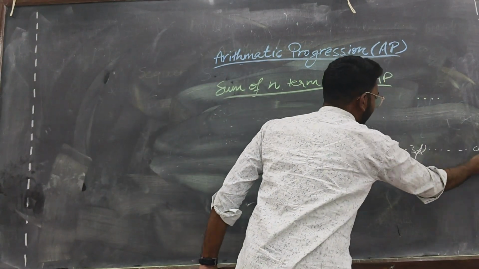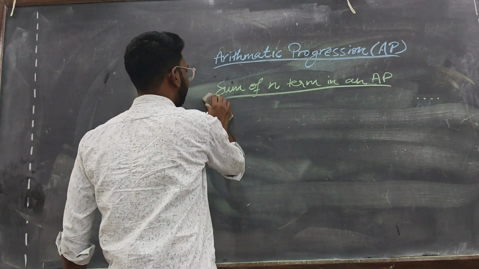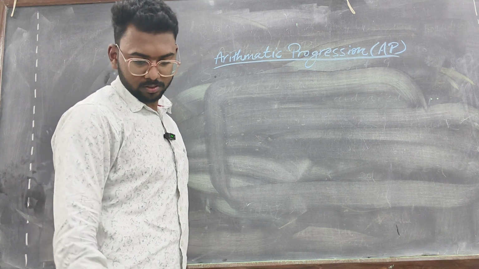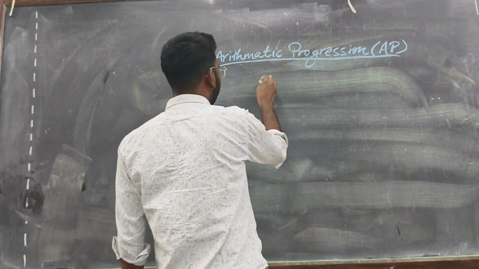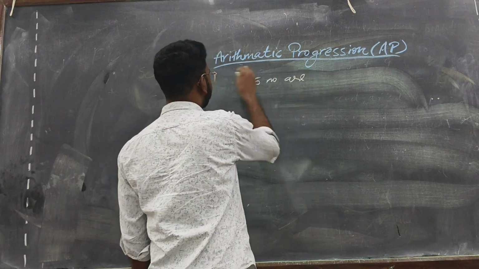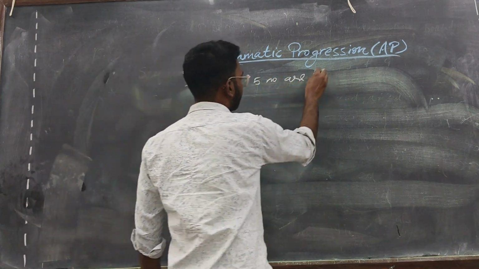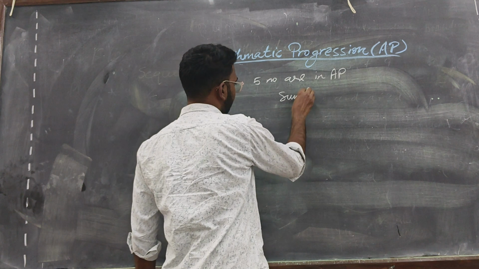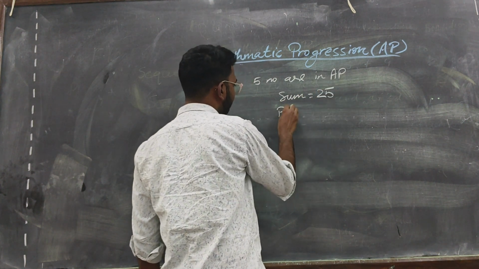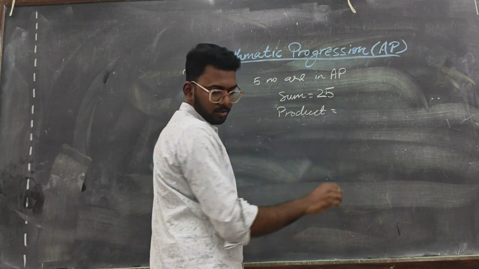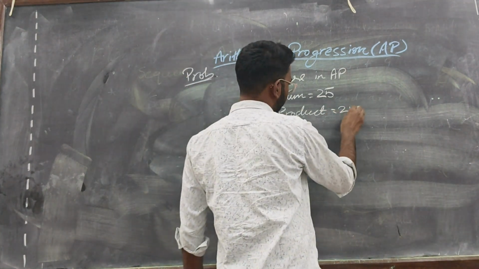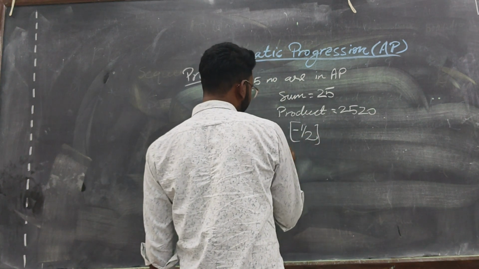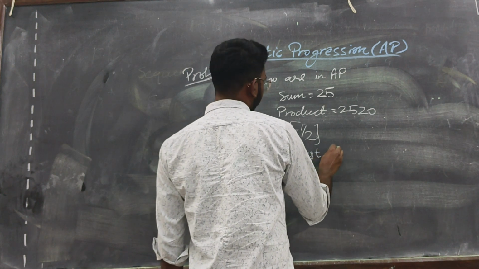Now let's take an example to summarize all these formulas. If there are 5 numbers in AP, the sum of these numbers is 25, the product of these numbers is 2520, and one of the numbers is minus 1 by 2. We have to find the largest number in those 5 numbers.